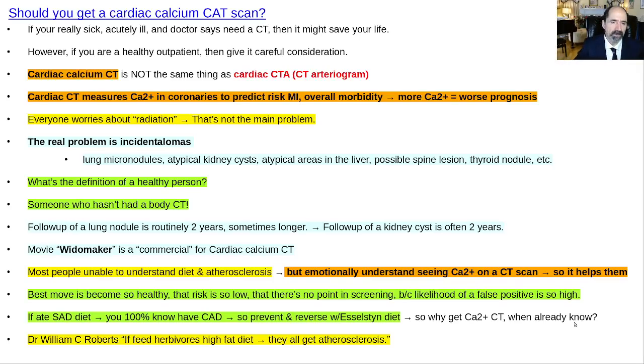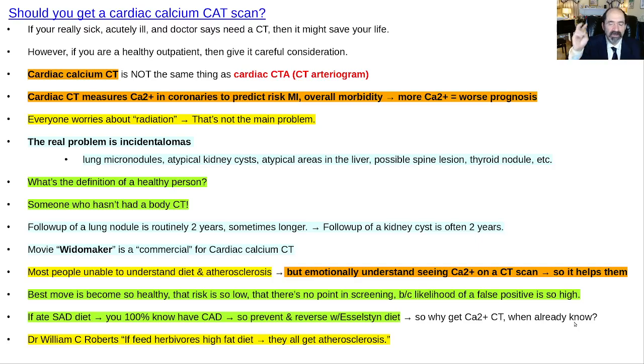Okay, this video is going to be a quick one. Should you get a cardiac calcium CAT scan? Most of the time we call a CAT scan a CT. CT means computed tomography. It used to be done all in the transverse plane, and that was called computerized axial tomography. We usually just call it CT.